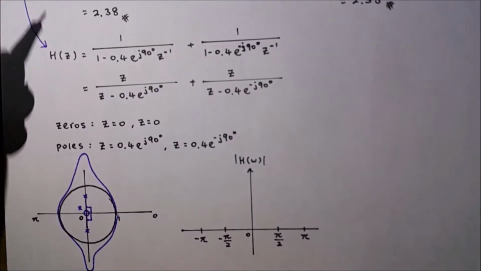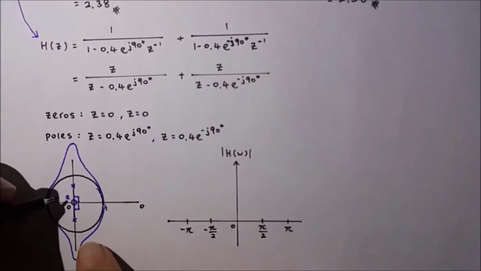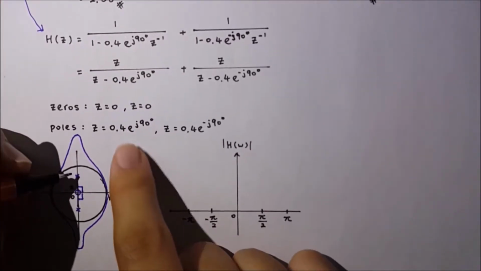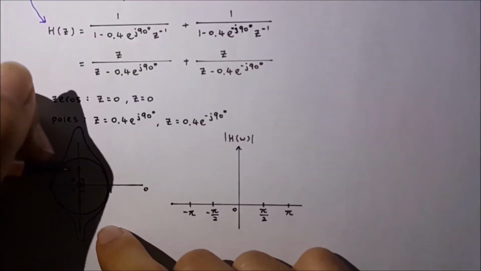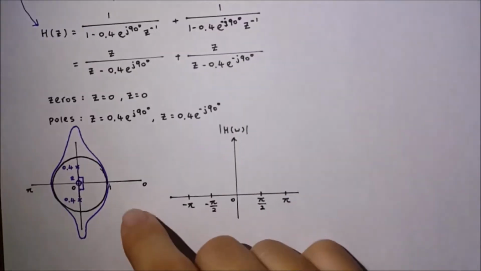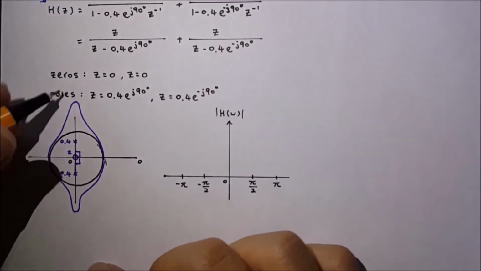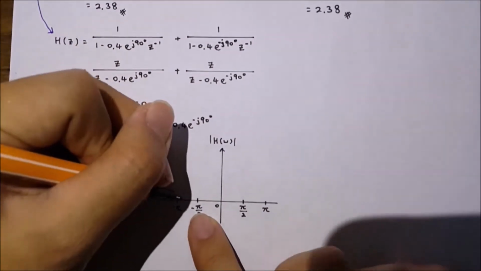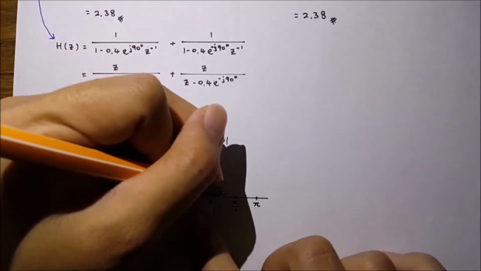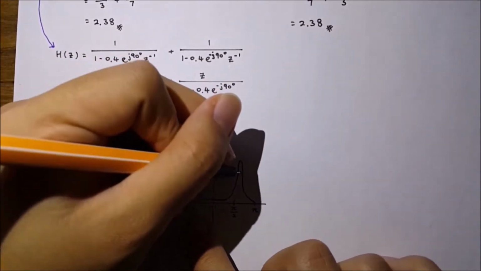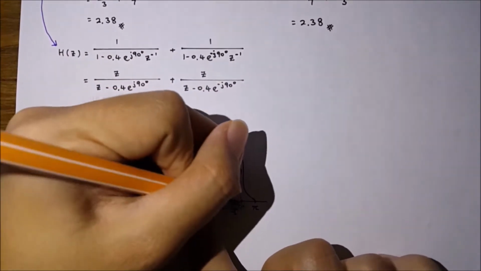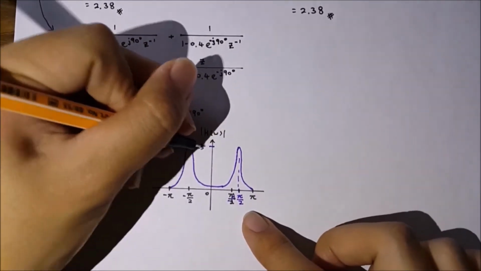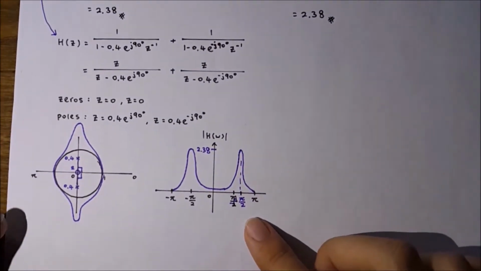I draw the graph. It will be 0 for both, and then poles at 90 degrees and the R will be 0.4. Here also 0.4. So my graph will be like this. When I open it up, it should be here. So the maximum will be 2.38. Okay, that's all for the graph.